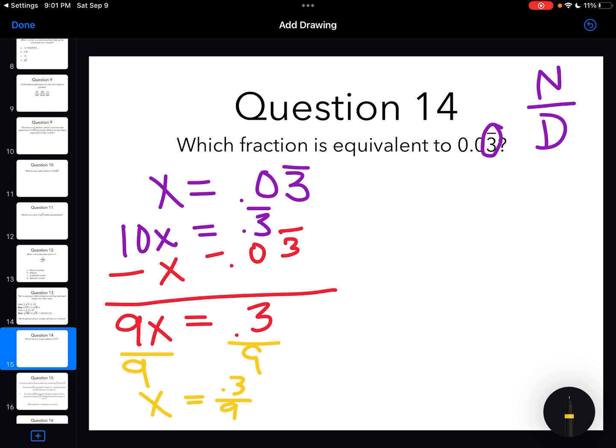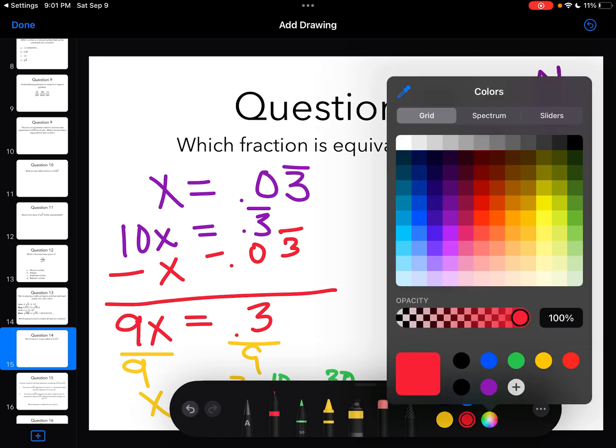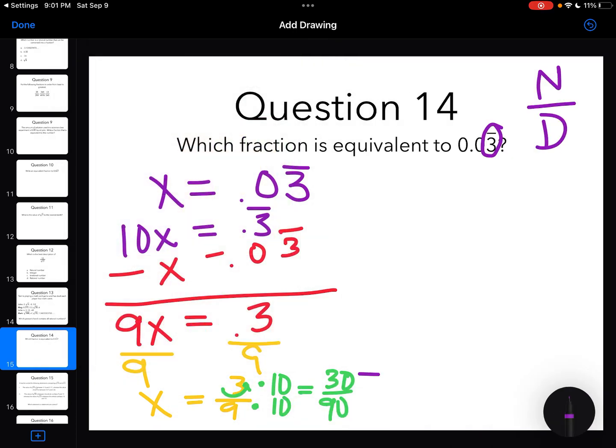Now, we know that we can't have a decimal in our answer choice. That just cannot happen. So how are we going to move this decimal over one place? We're going to multiply the numerator and the denominator by 10, and we're going to get 3 over 90. Well, I can reduce that by dividing the numerator and the denominator by 3. And I get 1/30. That doesn't look right, though.